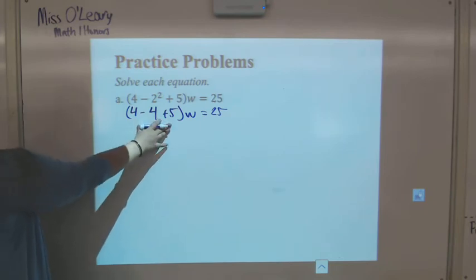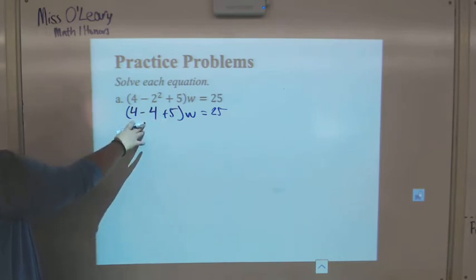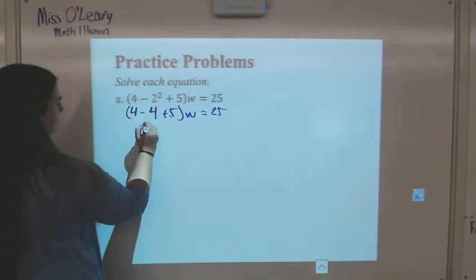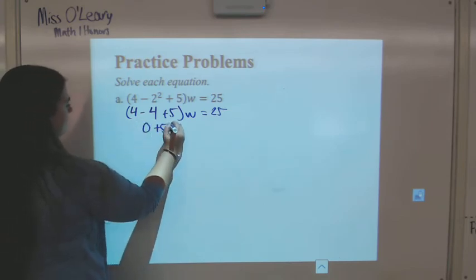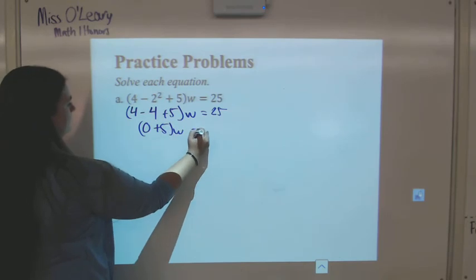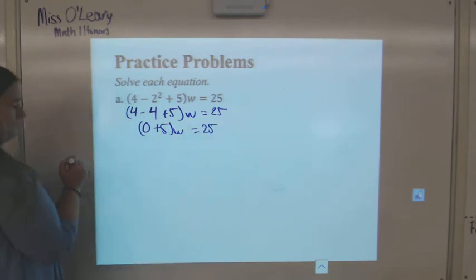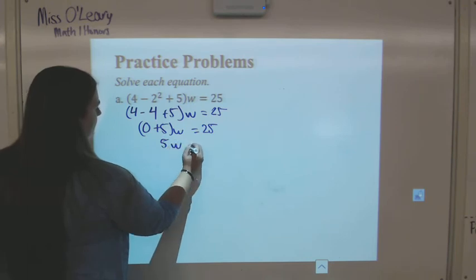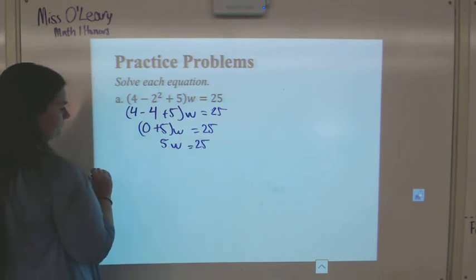Now inside my grouping symbol, I see addition and subtraction only, so I'm going to work left to right. I subtract first. I get 4 minus 4, which is 0. Again, it feels silly to write out all of these steps, but it gets you into a good habit when the math starts getting more complicated. I wind up with 5w equals 25.